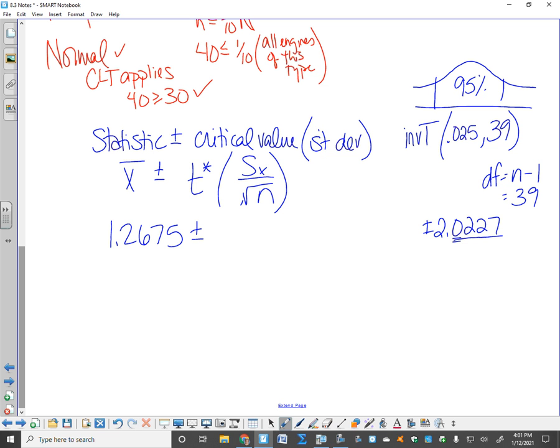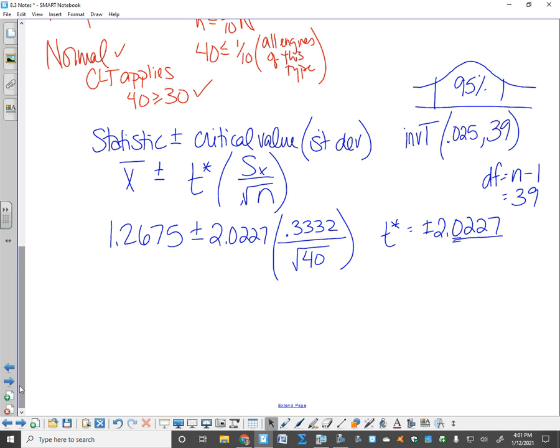Okay, now here's the problem with this. You have this floating number. Do not have floating numbers. That is t star. Label it, anchor it to that t star so that you know what it is. So plus or minus 2.0227. All right, my sigma, which I don't know, my standard deviation, 0.3332 over the square root of 40.